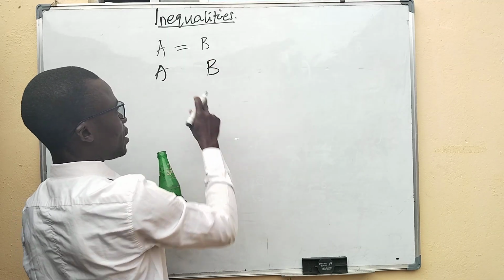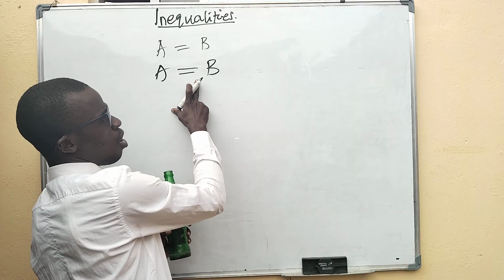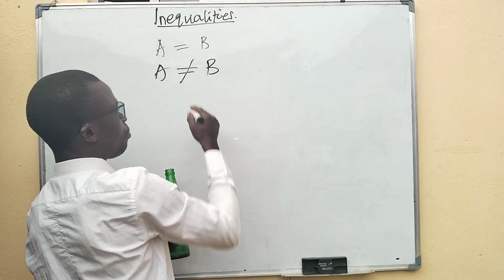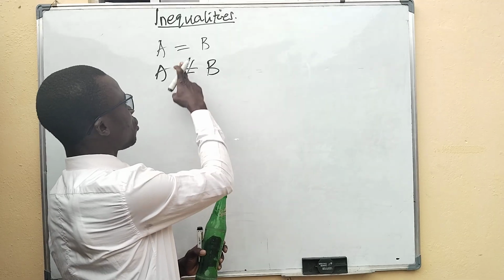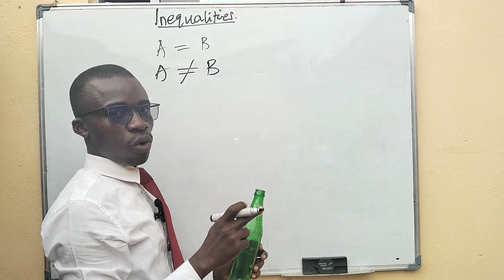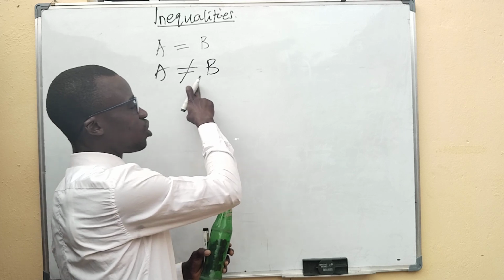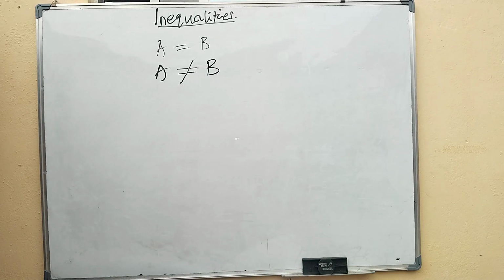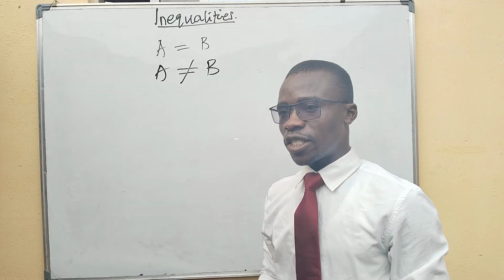How do we describe this? We can say equal? No, we put a cross. That's to show they are not equal. When you see this and this, they are not equal. This is A equal to B, while here A is not equal to B. So today we will be discussing inequalities.